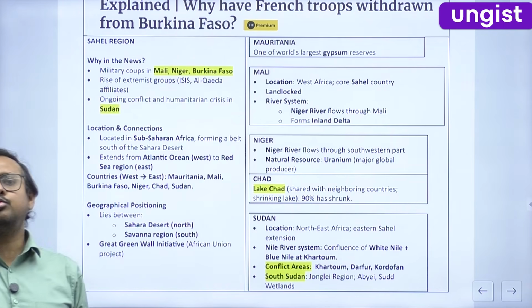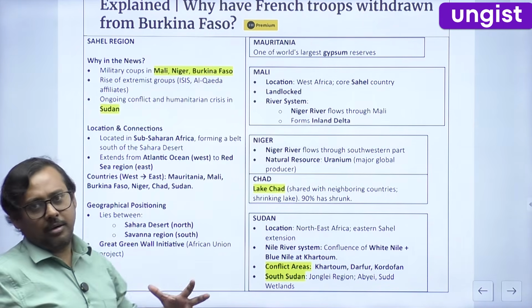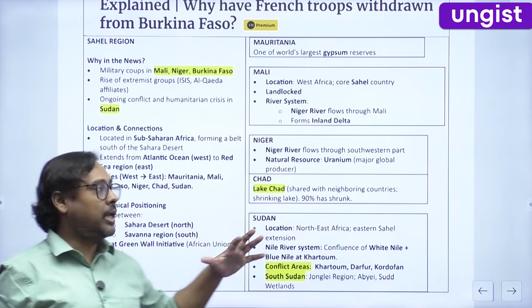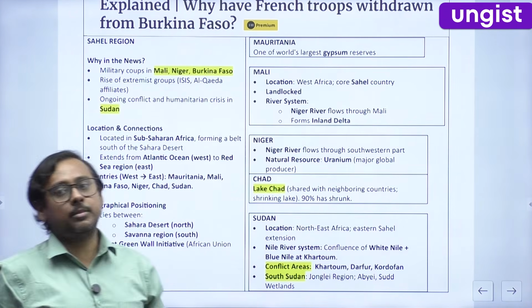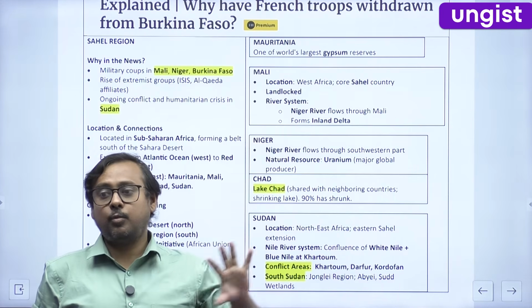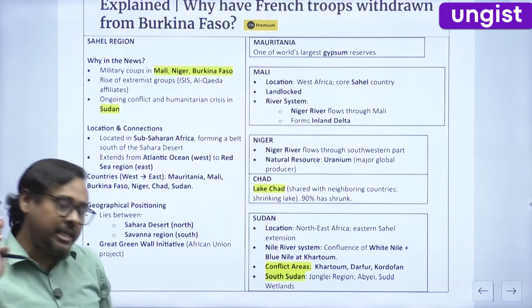Now we'll come to some of the countries. We will not go to all the countries because that is not important. We'll do the largest, most important, and interesting features. For example, Mauritania has the world's largest gypsum reserve. Right? Your homework: this is very important. Please do it, trust me.